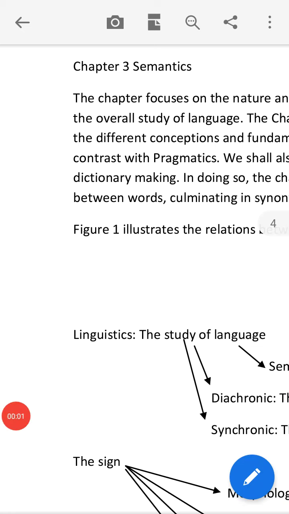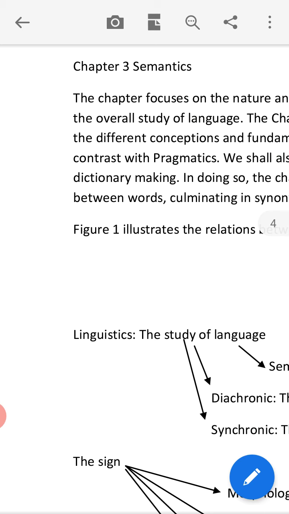Hi everyone, we just continue with our presentation of our course overview. Last time we said that this course divides into three main chapters. The first chapter is historical linguistics. The second chapter is the sign as shape and sound, and the third main chapter is semantics.